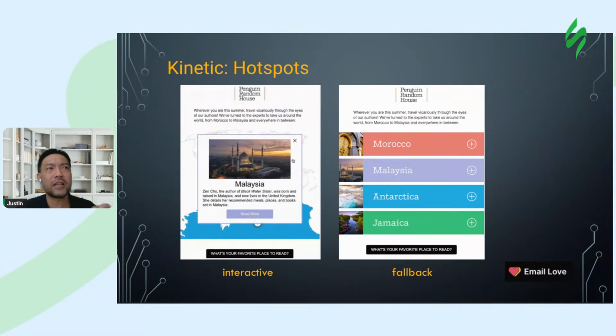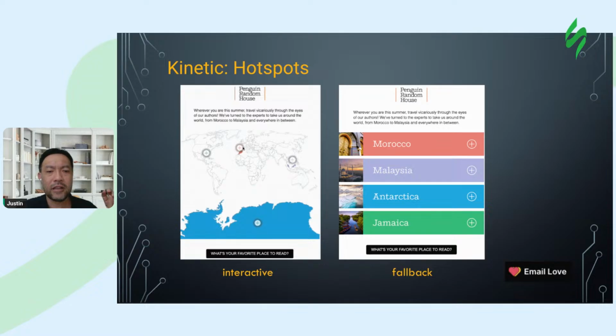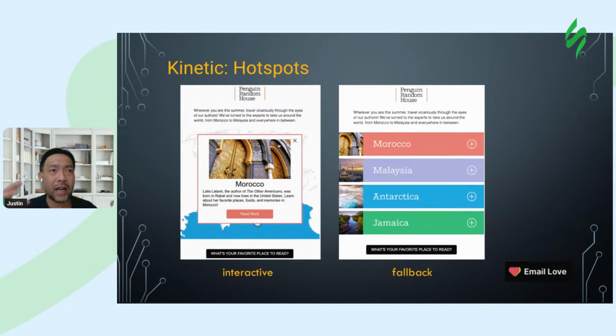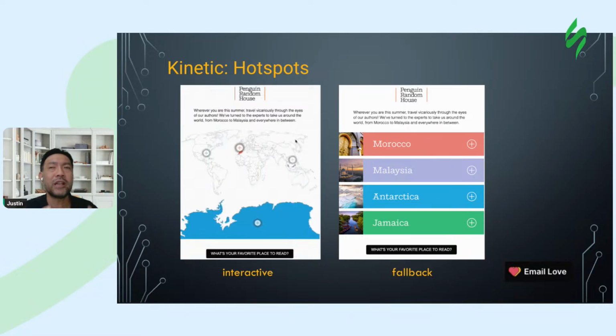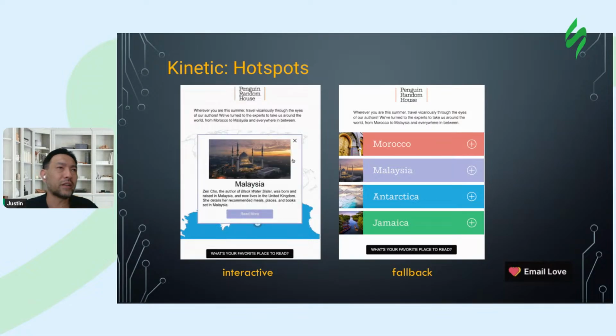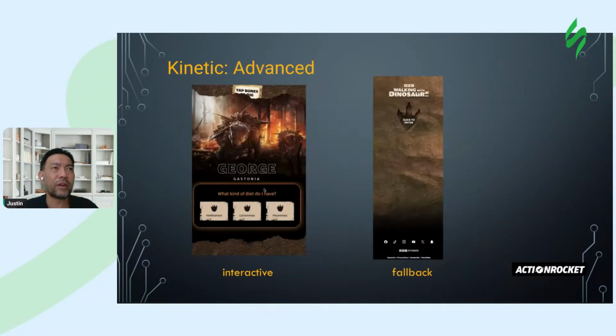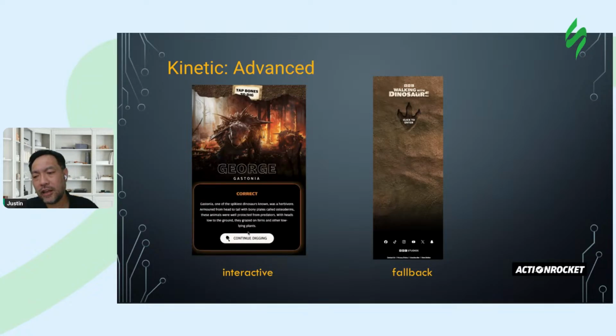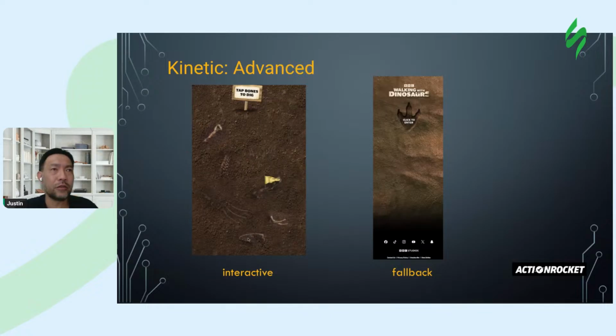Now, if you take this concept, the hotspots, and then you take the concept of the reveal, and you add them all together, you can actually have a pretty engaging interactive email. And this one is a very recent one that's done by Action Rocket, which is an agency in the UK, for the BBC channel.